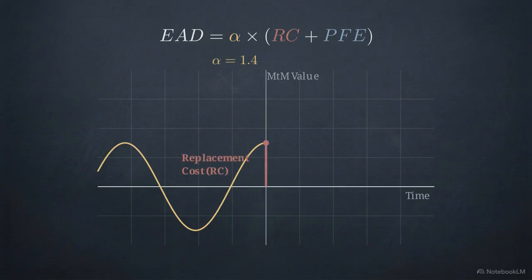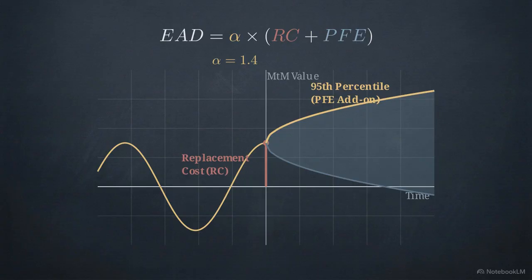We freeze the curve to find the replacement cost. This is the immediate, real-world loss the bank would suffer if the counterparty defaulted at this exact second. It is what you are owed today. But the trade isn't closed. The probabilistic fan that expands out from today's value represents potential future exposure.